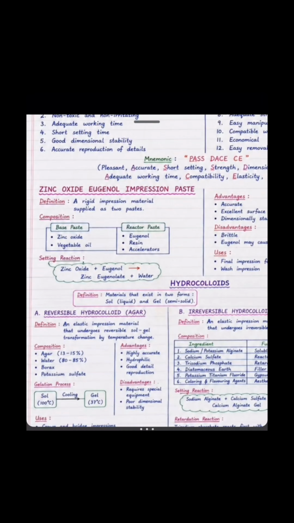The cycle happens, that is the sol liquid at 100 degree Celsius, cooling अगर हम करें 37 डिग्री सेल्सियस में तो it converts into the gel semi solid, और वही gel semi solid को हम हीट करेंगे तो वो सॉल में सॉल्यूशन में बदलेगा. इसके प्रोज ये हैं कि हाईली एक्यूरेट है एंड हाइड्रोफिलिक, दैट इज लव्स वाटर, सो इट परफॉर्म्स ब्यूटीफुली इन अ मॉइस्ट ओरल एनवायरमेंट. एंड कॉन्स डिसएडवांटेज ये कि रिक्वायर्स एक्सपेंसिव स्पेशलाइज्ड वाटर बाथ इक्विपमेंट एंड हैज पुअर डायमेंशनल स्टेबिलिटी.